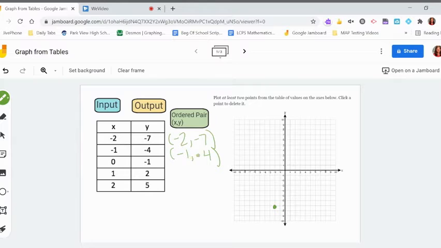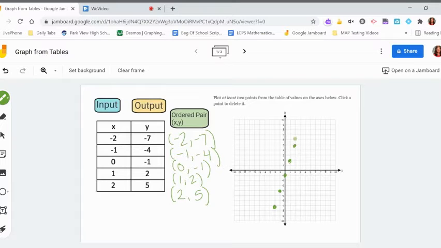Start in your center. -1 means I go to the left one, and then I go down 1, 2, 3, 4. That's my y value. The next one is 0, -1. So that means I don't go left or right at all. That 0 means I stay 0, and I just go down 1. Okay? Then I have 1, 2. That means I'm going to go to the right one, it's positive, and up 2. And lastly, 2, 5. Means starting at 0, I'm going to go to the right 2 and up to 5.